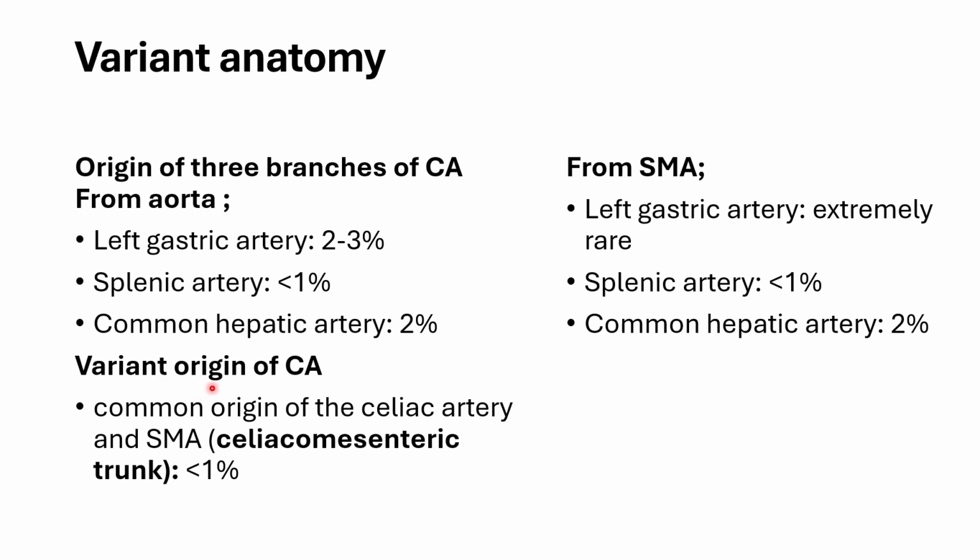Whereas the variant origin of the celiac artery itself can be a common origin of the celiac artery and the superior mesenteric artery, called the celiaco-mesenteric trunk. This can be seen in less than 1% of cases. The branches of the celiac trunk can also originate from the superior mesenteric artery. The left gastric artery rarely arises from the SMA, whereas the splenic artery can arise from the SMA in less than 1% of cases, and the common hepatic artery arises from the SMA in 2% of cases.